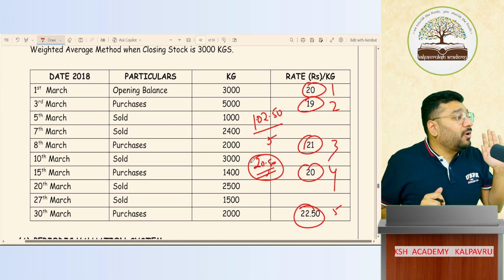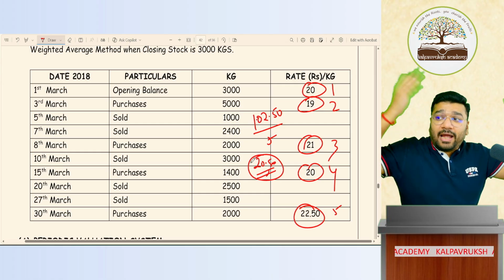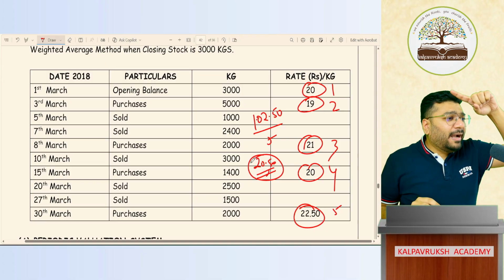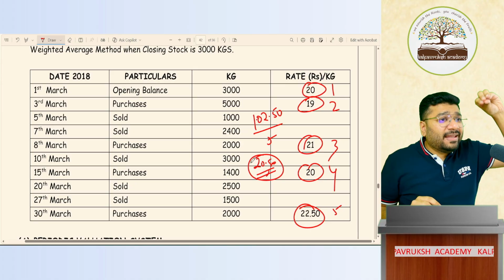In weighted average is where the confusion is. This into that, then divide by this. Here nothing is there. All the rates you add. How many rates did you add? 5 rates. Divide by 5.